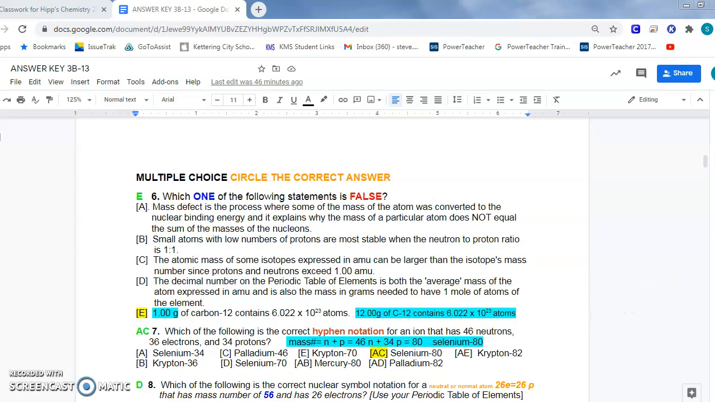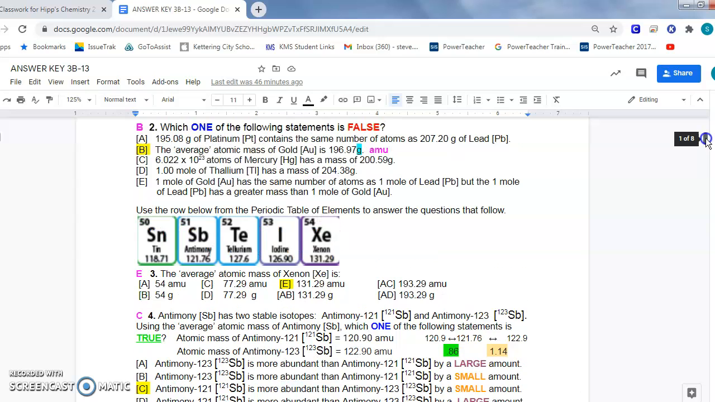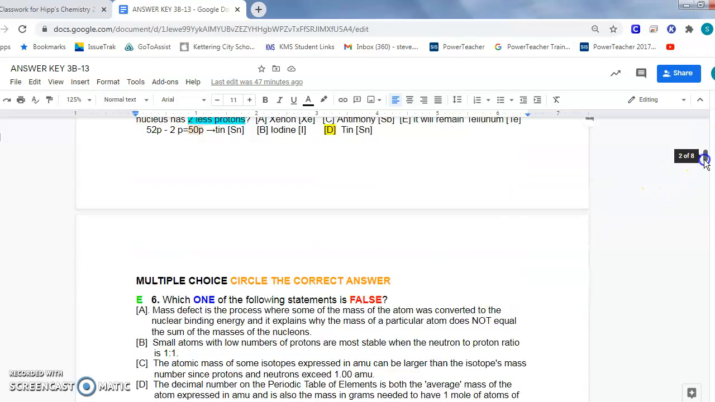The decimal number on the periodic table, if we look back on these, this decimal number in each of these squares right here has a dual meaning. It is the average mass of the naturally occurring isotopes of that atom in AMUs. It is also the mass that is needed in order to have 1 mole, or 6.022 times 10 to the 23rd, and that mass would be in grams.